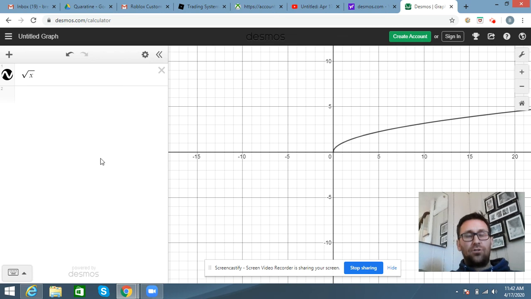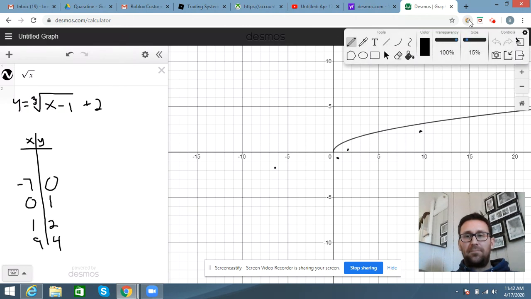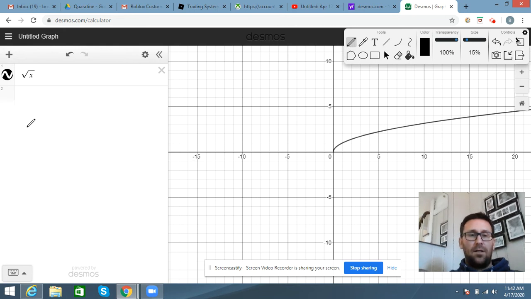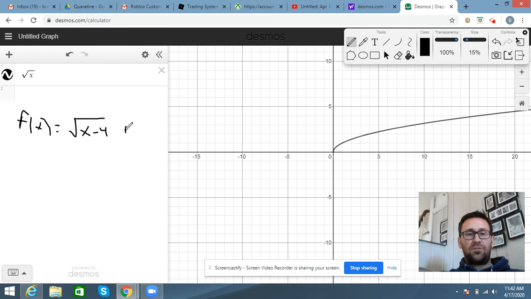Okay, so that's why your graph is going to stop somewhere. Okay, so now if we have something that looks like this, f of x equals the square root of x minus 4 plus 2.